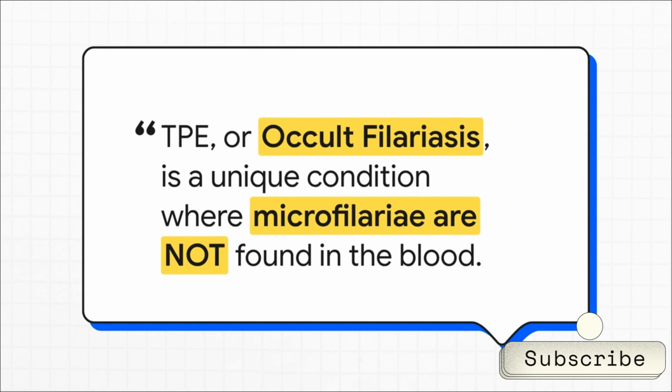Now, for a special condition you absolutely have to know, it's called tropical pulmonary eosinophilia, or TPE. You might also see it called occult or hidden filariasis. And it's a bit of a clinical paradox. The patient has symptoms, like a cough that's worse at night, weight loss, but when you look for the microfilaria in their blood, you can't find them. Why? Well, it's because they're being rapidly trapped and destroyed in the lungs, which triggers this huge hypersensitivity reaction right there.